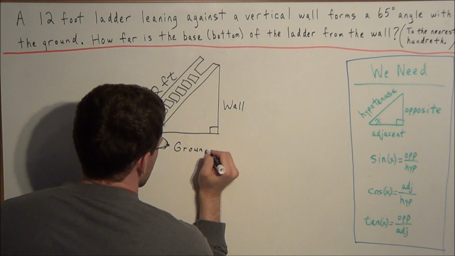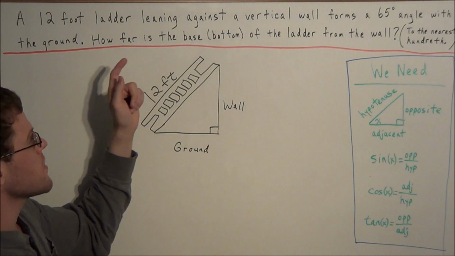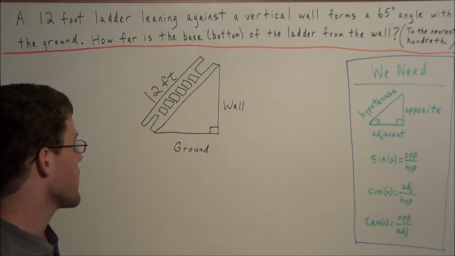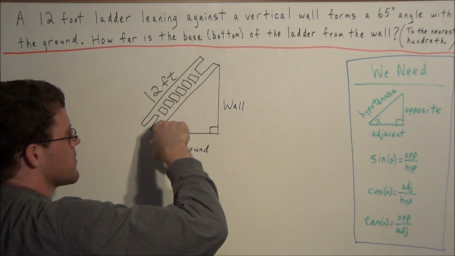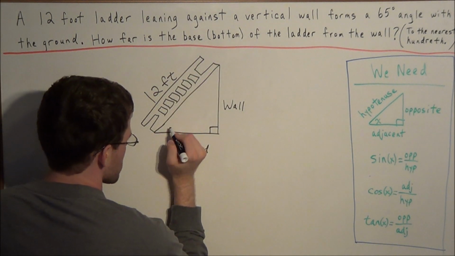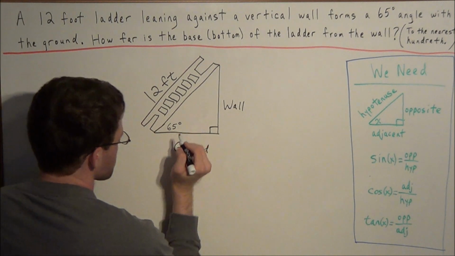And now the last piece of information we want to fill in: we know that the ladder forms a 65-degree angle with the ground. So what that means is that the angle built here between the ladder and the ground measures 65 degrees. So we can label this angle inside the right triangle 65 degrees.